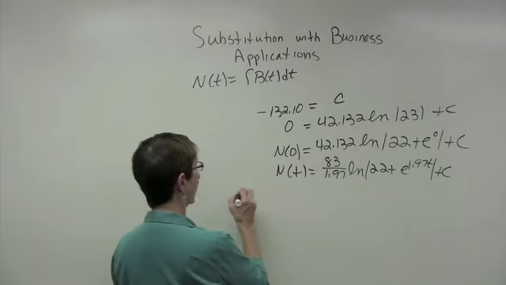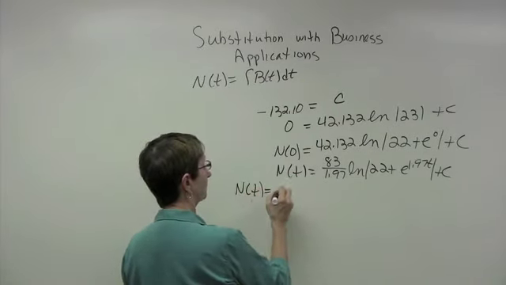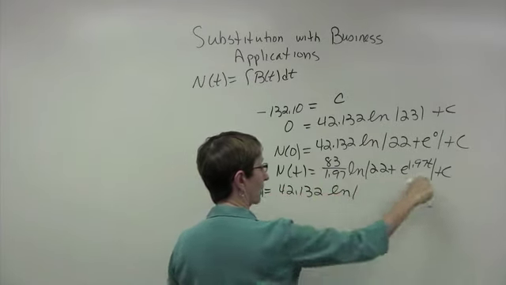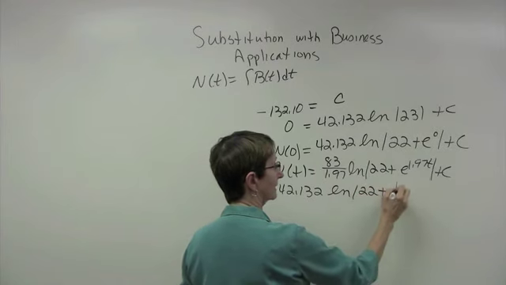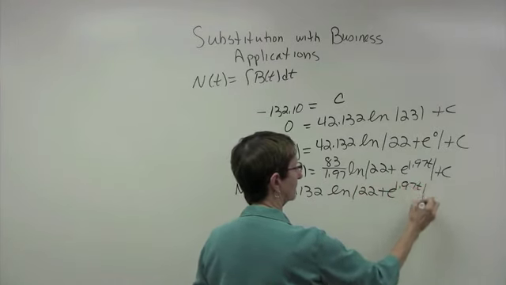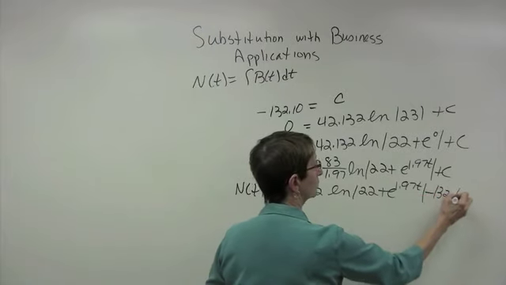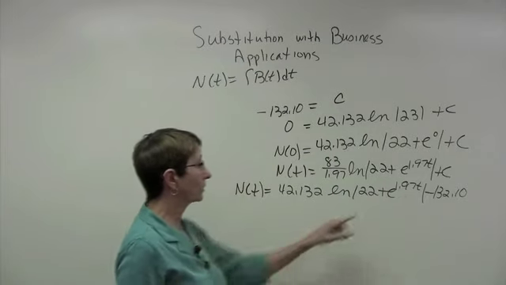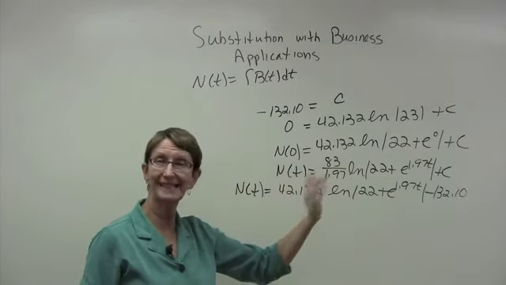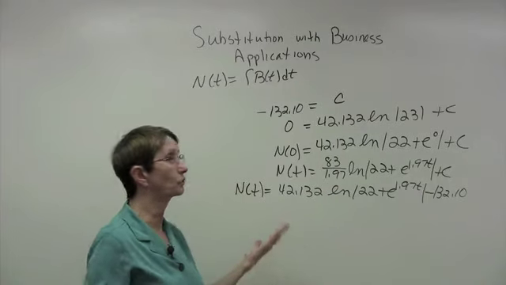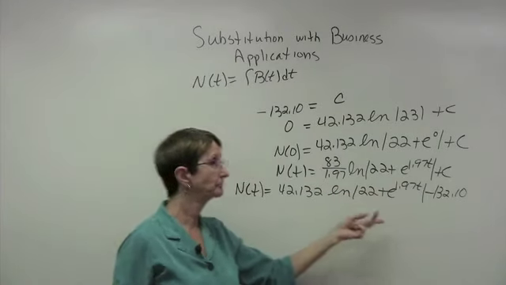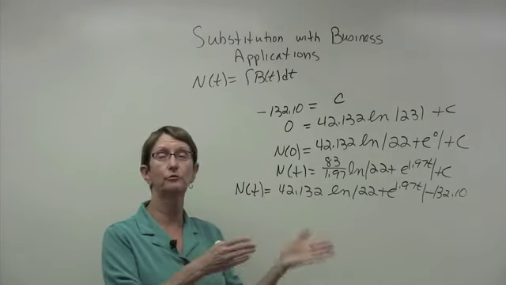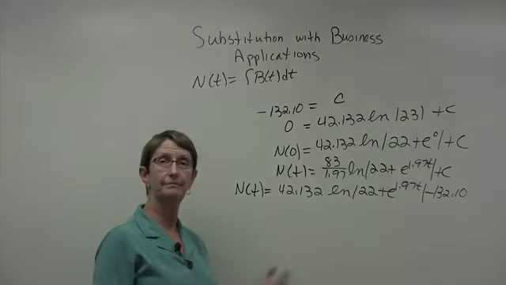So our final answer, n of t, would be 42.132 natural log of 22 plus e to the 1.97t minus 132.10. That would give us the actual number of books where t is some year number since 1997. The year 2000, for instance, t would equal 3. You'd plug that in, get your number, and that would give you the number of books sold online since that time.